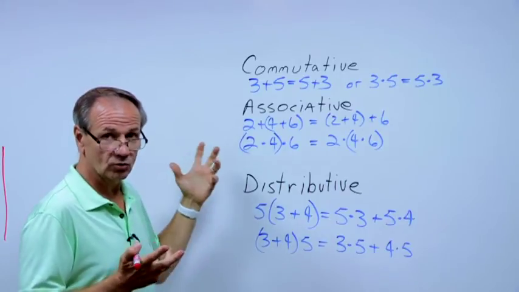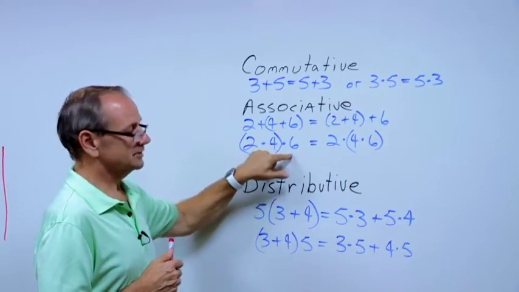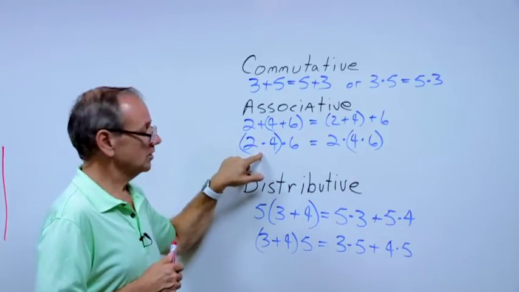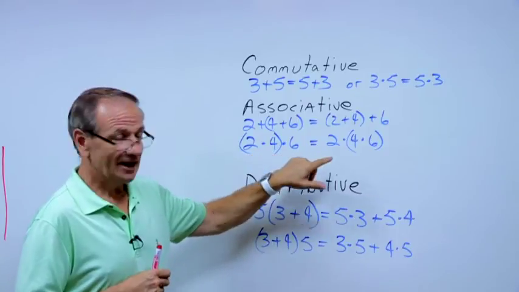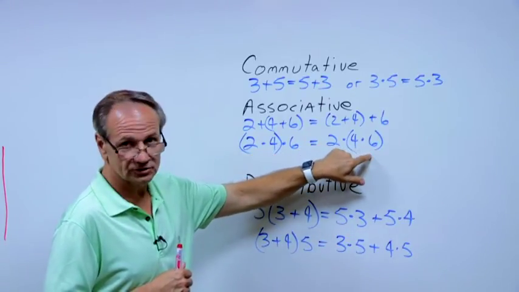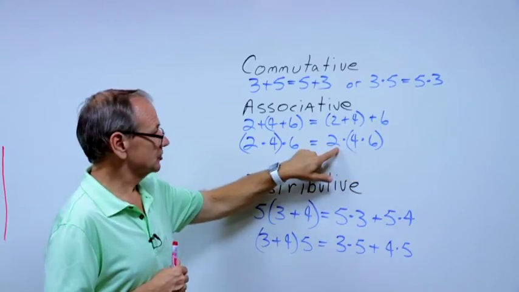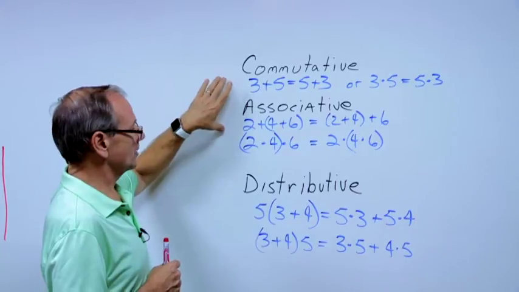Let's see how it works with multiplication. 2 times 4, times 6. Well, 2 times 4 is going to be 8. 8 times 6 is 48. That's exactly the same as if we said 2 times (4 times 6). Well, 4 times 6 is 24, times 2 is 48 as well. So these are our two properties here.